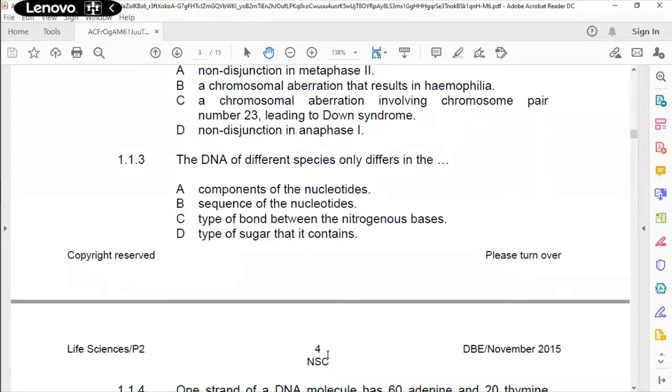So first question here, the DNA of different species only differs in, okay, so this is important. You've got to remember that it differs in the sequence of the nucleotides. There's always the same nucleotides, A's, C's, T's, and G's in a specific sequence that repeat themselves. And that sequence determines the genetic code of any species. So no matter what species we are, we all have A's, T's, and G's, but the sequence of the A's, T's, and G's determines the code. It's like the letters of the alphabet, the nucleotides, the sequence of the nucleotides determines the codes of the proteins that determines who you are. So for 1.1.3, it was B.